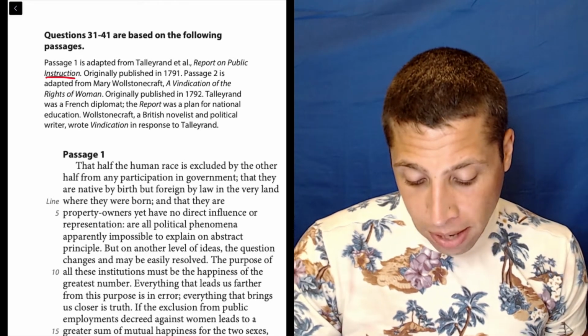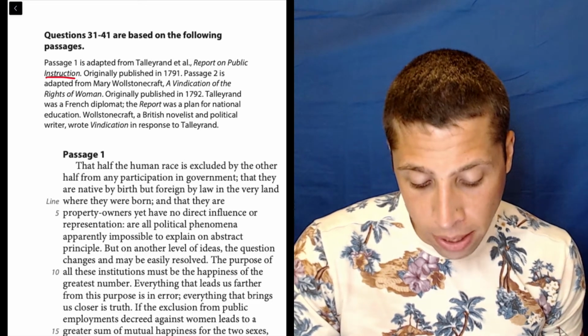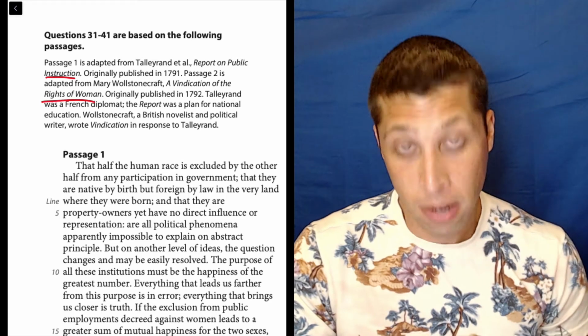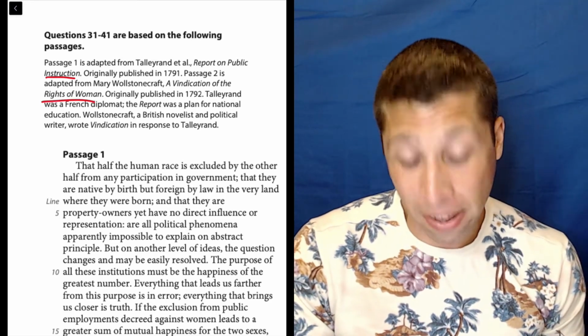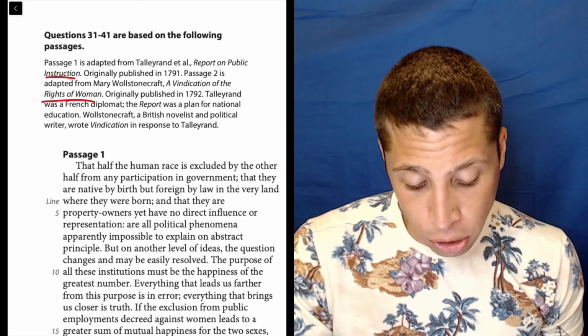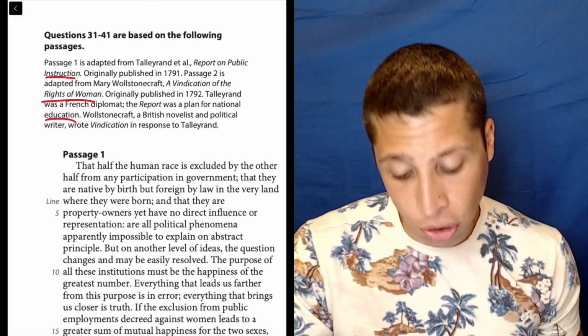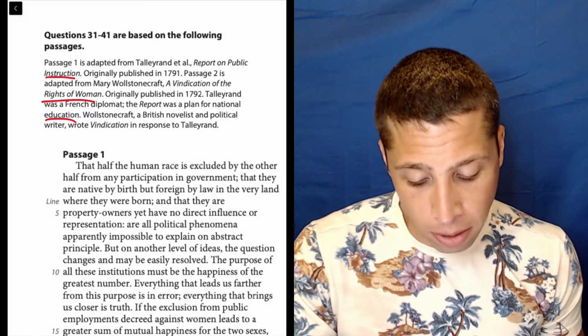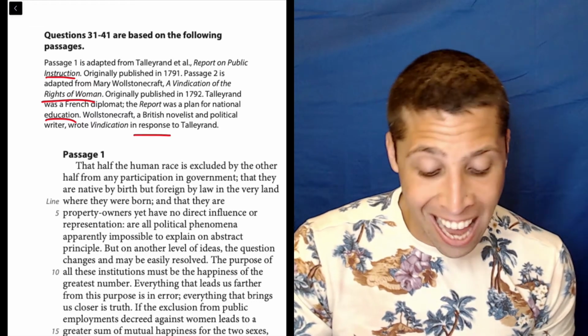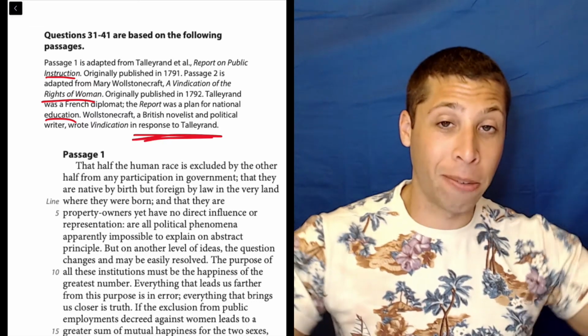Passage 2 is adapted from Mary Wollstonecraft, A Vindication of the Rights of Woman. Vindication also is a positive word. Originally published in 1792. Talleyrand was a French diplomat. The report was a plan for national education. Wollstonecraft, a British novelist and political writer, wrote Vindication in response to Talleyrand.